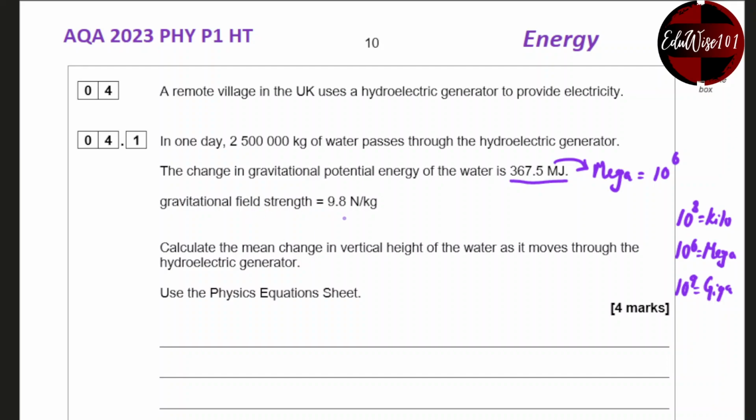The gravitational field strength is 9.8. Calculate the mean change in vertical height, which is h, of the water as it moves through the hydroelectric generator. Use the physics equation sheet. That would be gravitational potential energy, or if you look in the equation sheet, you will find it as E_p for potential energy equals mgh, the mass, gravitational field strength, and then the height.